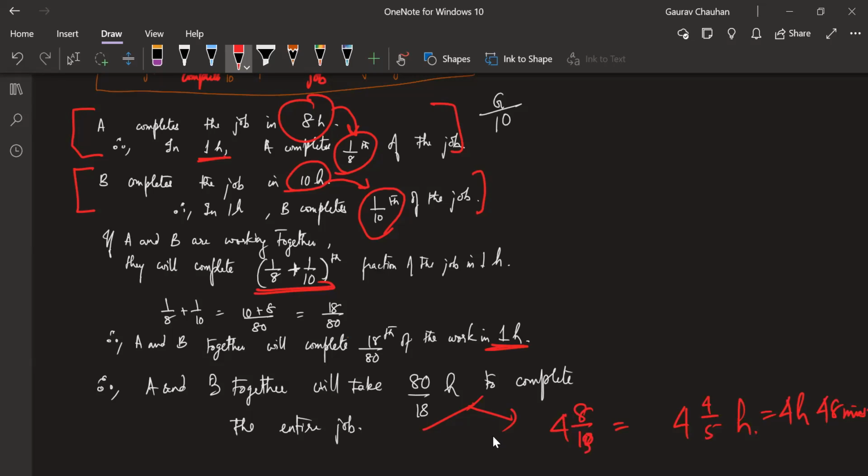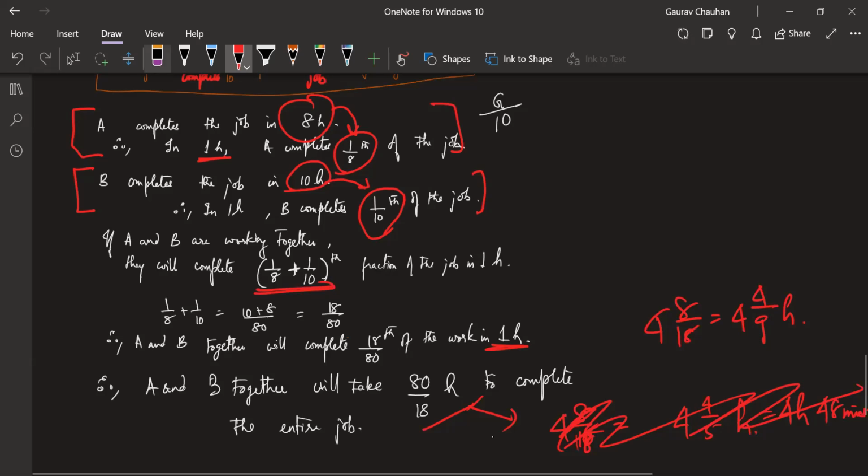No, sorry. It was 8 by 18. My mistake. Sorry. It is 4 8 by 18. That's equal to 4 by 9 hours. Okay. We won't get a perfect fraction here, so it's okay. You can leave it at 4 by 9 hours.